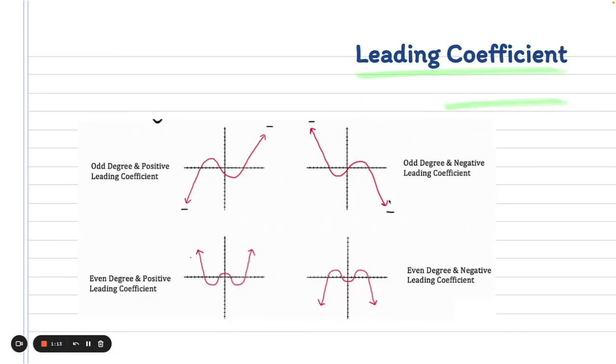So this is a visual example. As you can see, when we have a negative coefficient, it's down, and positive, it's up.